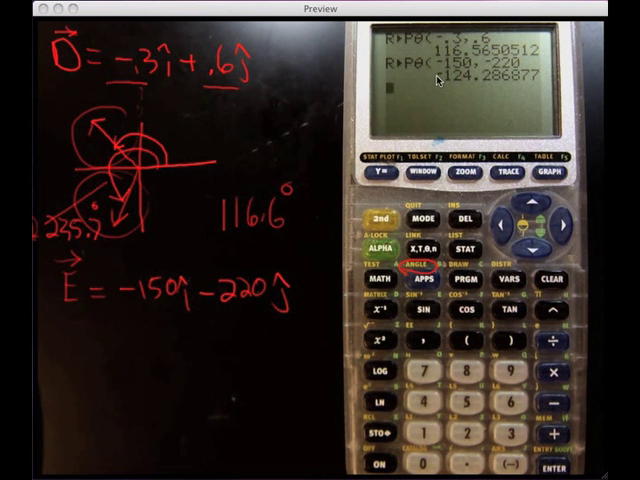This angle, because of the negative here, means I'm going in this direction, and so that's negative 124.3. If you add 360 to it, you get 235.7. But WebAssign would take that. That would be correct. I don't usually put negative angles once they get greater than 90, but it does give you the answer, and it's pretty cool.